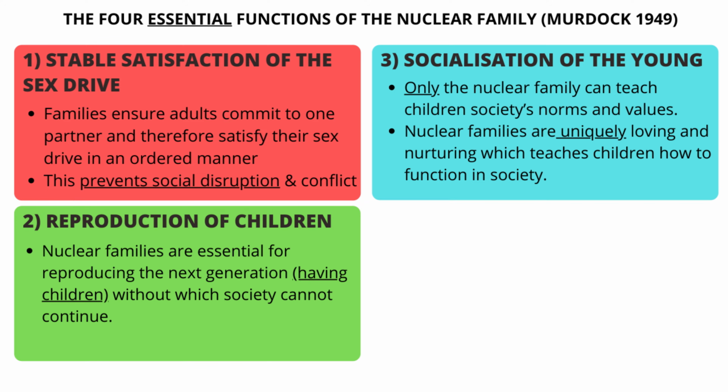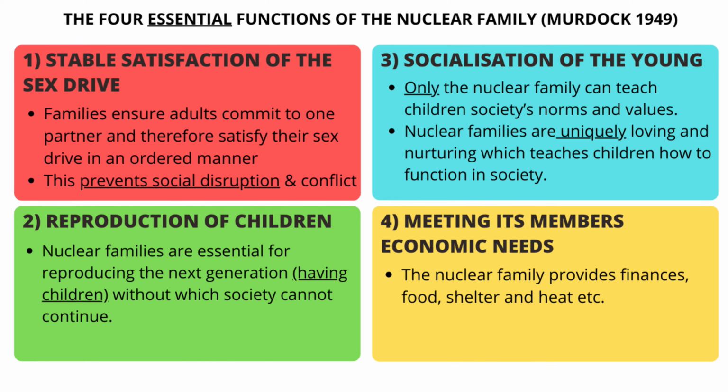And the fourth function is meeting the family's economic needs. What we mean by that is food, shelter, anything that needs to be produced by the family. Family units are best at producing that because of the numbers of people involved. It's much more efficient and it benefits society.